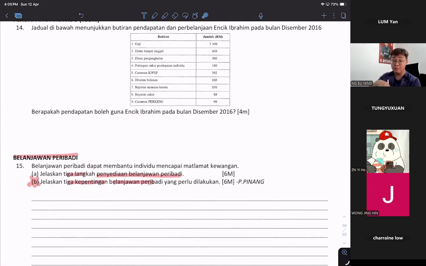Mengelakkan pembaziran, mengelakkan hutang, menjamin perbelanjaan kurang daripada pendapatan, and then mengatasi sebarang kecemasan. Okay, and then mengelakkan inflasi. So in total we have 5 kepentingan for belanja pribadi. So this one you guys try please.